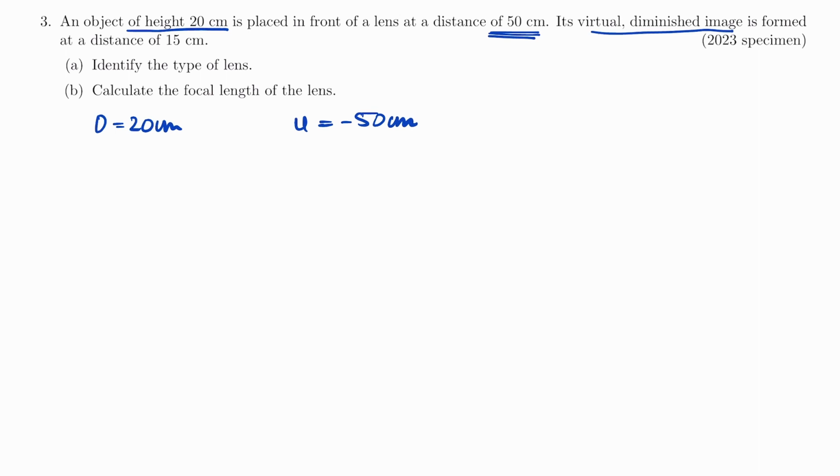So in this, they have given that a virtual and diminished image is formed at a distance of 15 centimeter. So if it is virtual, obviously it is on the left side. So v is equal to minus 15 centimeter. And also what type of lens is it, if it is a virtual and diminished image? If it's a virtual and diminished image, it is a concave lens. So let's use the lens formula to find the focal length.